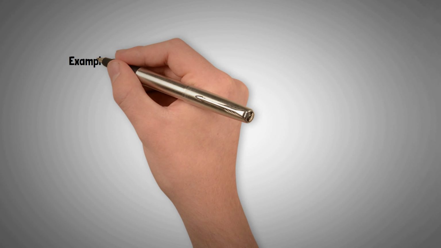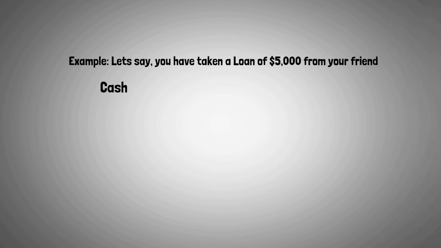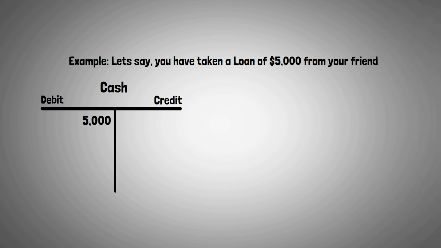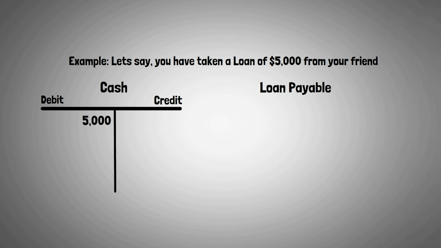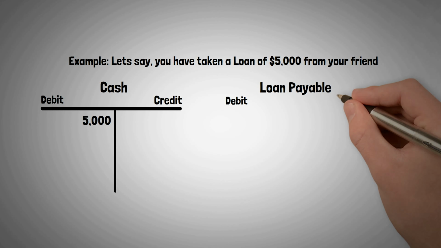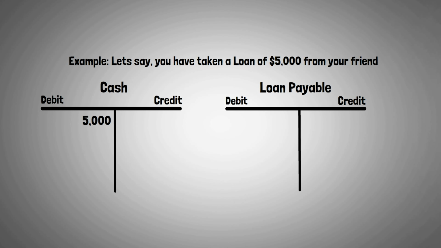Let's analyze a transaction to understand the double entry system. For example, you have taken a loan of $5,000 from your friend. The cash balance of yours would increase by $5,000. Cash is an asset for us, and since it increased, we would debit cash by $5,000. The other effect of this transaction is that your liability also increased by $5,000, since you will have to pay back your friend. So we would credit loan payable account because it's a liability account, and we would credit liability accounts when they increase. We will discuss more business transactions in our upcoming videos.